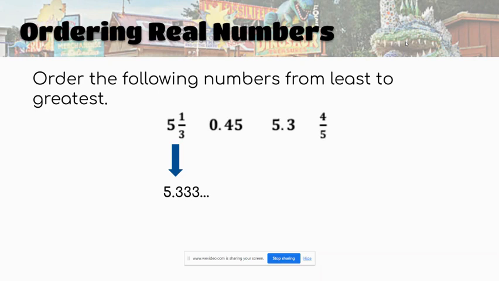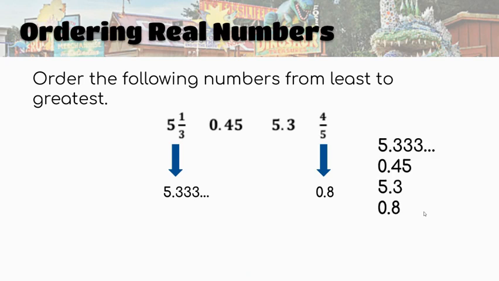0.45 is already a decimal. Same thing with 5.3, so I don't need to change those. But again, I'm going to change 4/5 to a decimal by dividing 4 by 5, which is 0.8. So now for me to put these in order from least to greatest, I'm going to go ahead and line up all of my decimal points and fill in with zeros so that I can compare like with like.